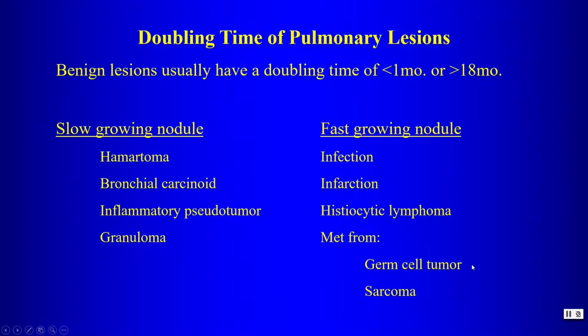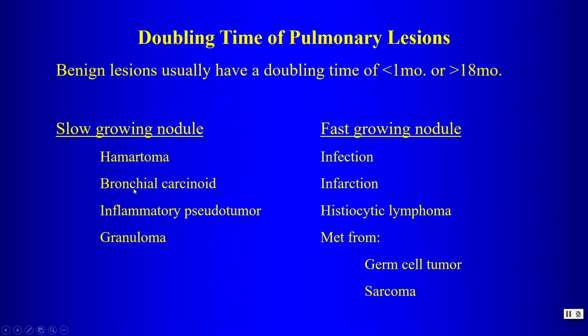Now, doubling time of pulmonary nodules, if you have sequential studies, can also be important in determining whether the nodule might be benign or malignant. Benign lesions usually have very short doubling times, less than 1 month, or very long doubling times, greater than 18 months. Inflammatory lesions can have very short doubling times of less than 1 month. You can have slow-growing benign nodules, like a hamartoma. That can be slow-growing.